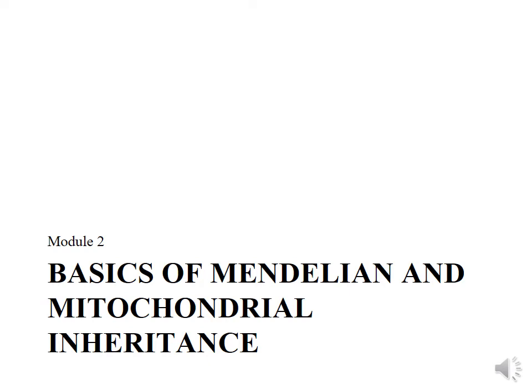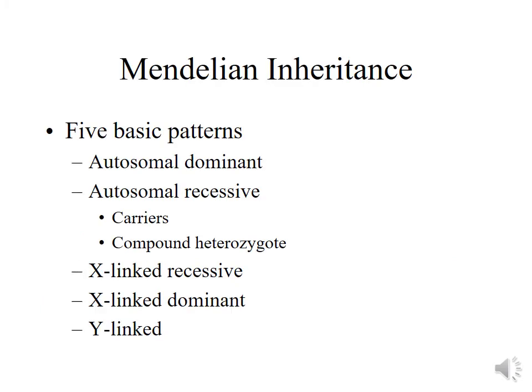Module 2, Basics of Mendelian and Mitochondrial Inheritance. Mendelian inheritance. Mendelian characteristics are determined by chromosomal loci, either on an autosome, which recall are human chromosomes 1 through 22, or on a sex chromosome, which could be either X or Y, depending on gender.